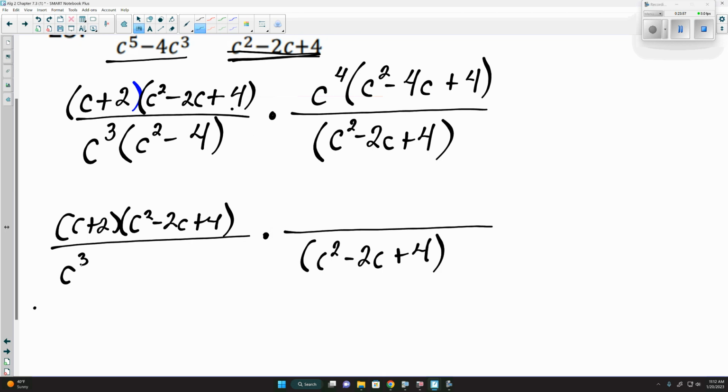Denominator c cubed. So now we can factor the c squared minus 4, which will factor to c plus 2 times c minus 2. Difference of perfect squares. Now, yes, at this point, if we wanted to say that the c plus 2 and c plus 2 cancel, divide by themselves, we can go on and cancel.